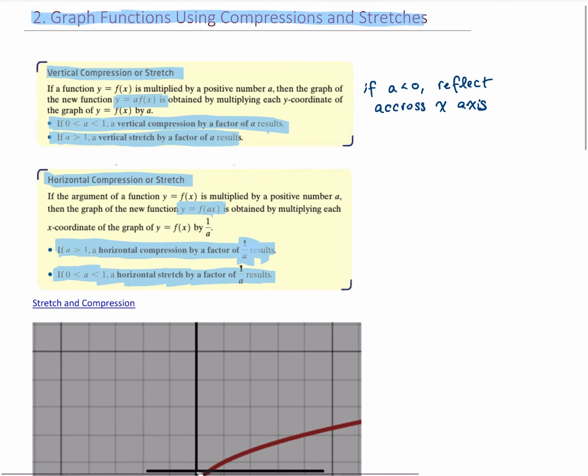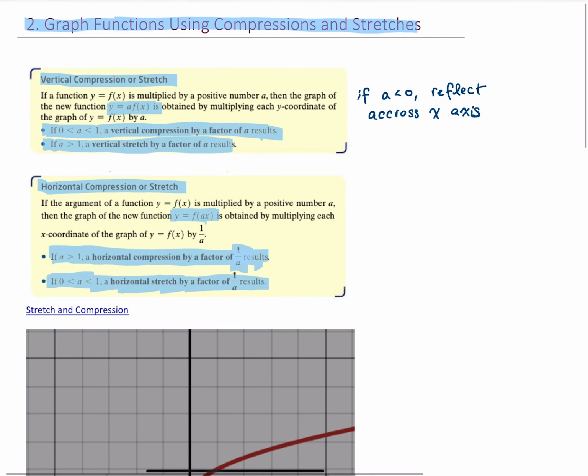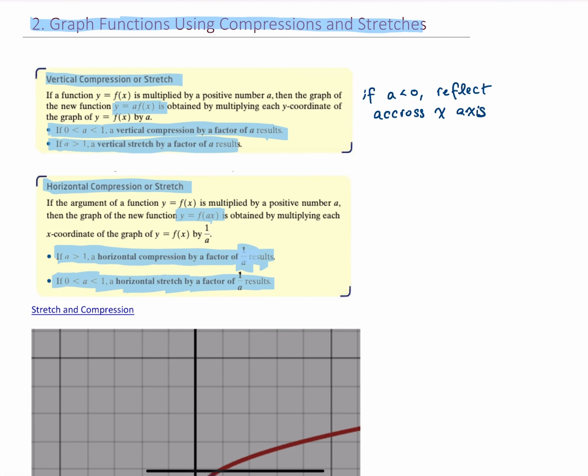Oh, and also, in this case they're still using a, but I'm going to use b in my examples just to show a difference between them. But here, specifically since they use a, I can say if a is less than 0, if it's negative, you get a reflection across the y-axis.